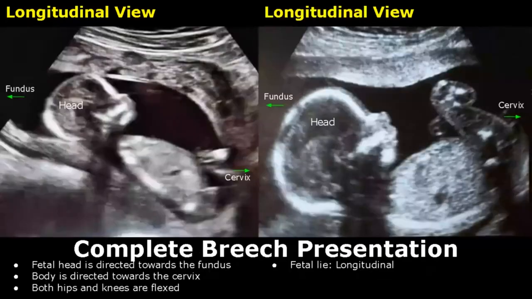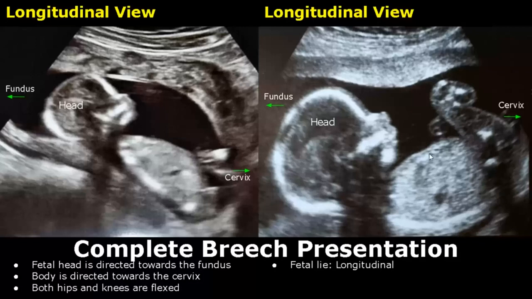Now we move on to breech presentation, in which the fetal head is directed towards the fundus and the fetal body and legs are directed towards the cervix. If this presentation is seen near the end of pregnancy, a C-section is preferred for delivery.